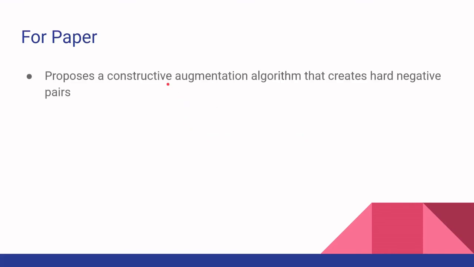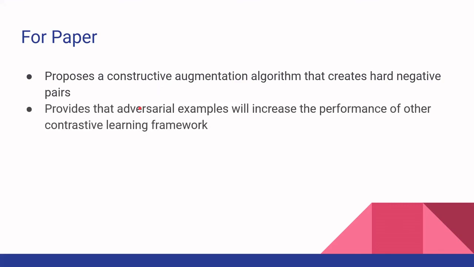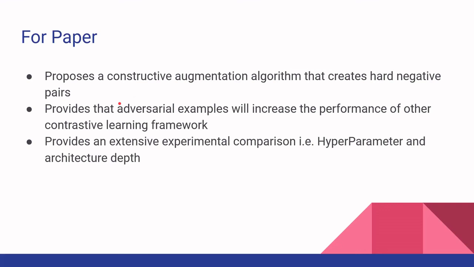So for the strengths of this paper, they managed to develop a new algorithm that produced hard negatives, proved that adversarial examples can be used to improve performance of other contrastive learning frameworks, and provided an extensive ablation study that looks at their different hyperparameters and architecture depths.